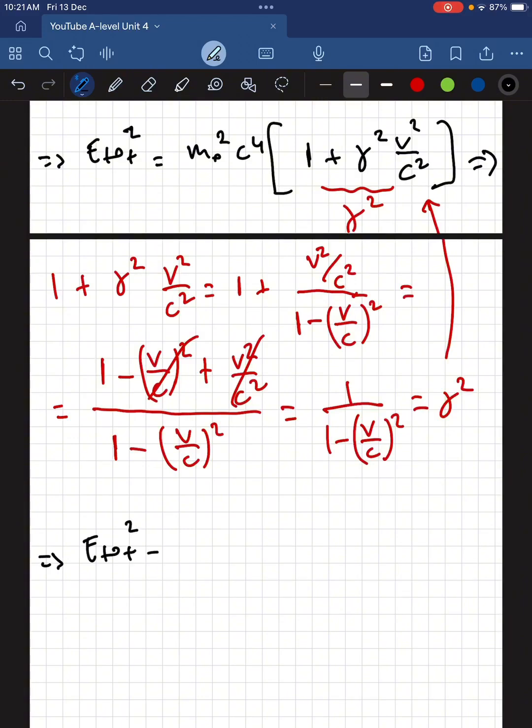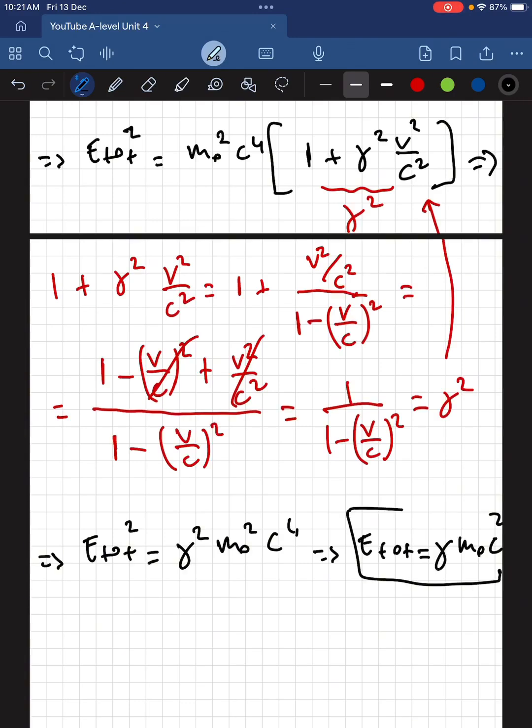So E total squared is equal to gamma squared m squared c to the fourth. Okay, this is cool. Which tells us that the total energy is equal to gamma m naught c squared. Okay, so I'm going to box this.